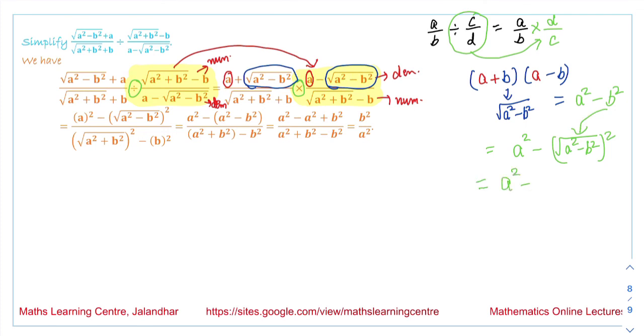The square root and the square cancel, so the answer is a square minus a square plus b square, which is b square. This is the numerator part. For the denominator part, the same thing applies, and you will get a square. So the final answer you will get is b square over a square.